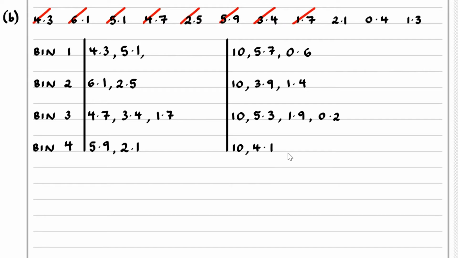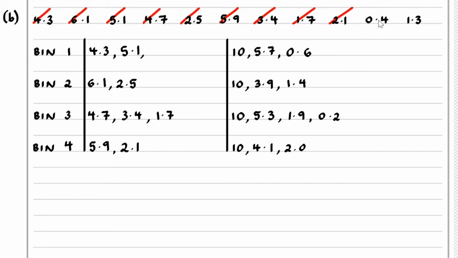bin 4, and so the remaining space will be 4.1 subtract 2.1, which is 2.0. So let's cross off the 2.1, indicating we've used it.